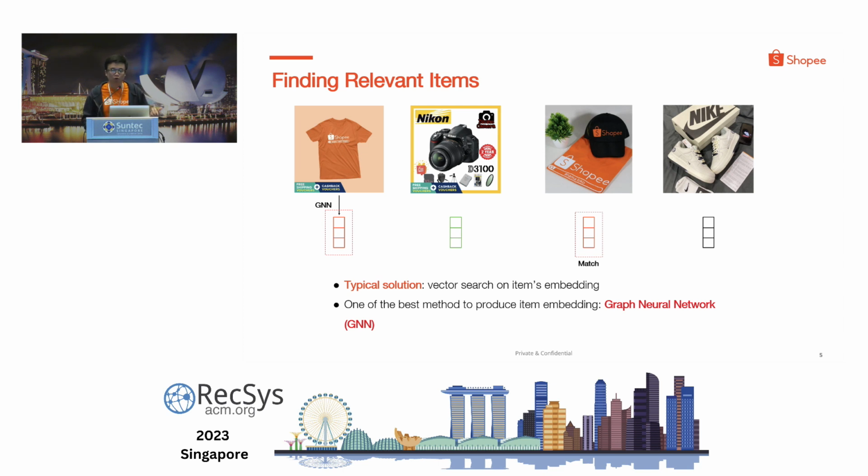One of the popular solutions for this problem is vector search on item embeddings. That means we represent each item with an embedding, and finding a relevant item is the same as finding two similar embeddings. So the critical part to the success of this solution is the quality of the embedding. And one of the best methods to produce the item embedding is via graph neural network.